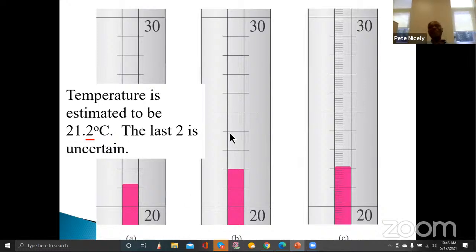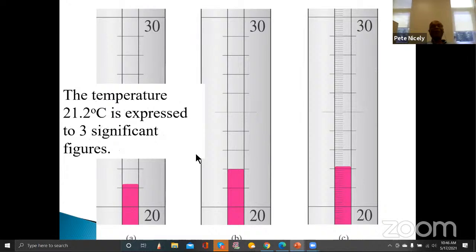If you look at the second, oh, and by the way, before I move on to the second scale, the number of significant digits being expressed here is 3, right? We're certain about the 2 here, we're certain about the 1 here. We're not certain about this 2 because we estimated it. So therefore, the total number of significant figures expressed here is 3.